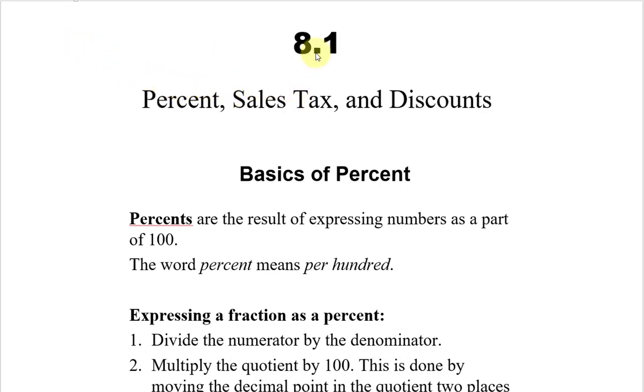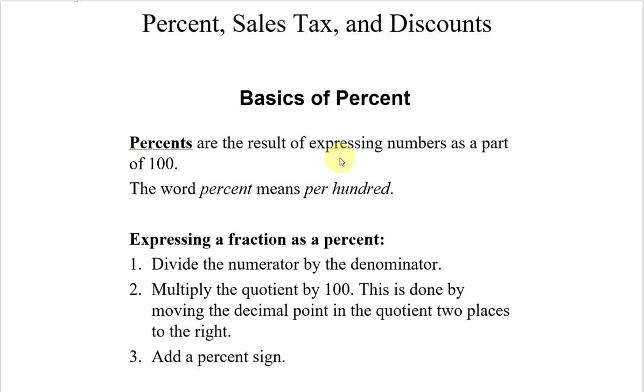This section of 8.1 is about percent, sales tax, and discounts. The concept of the percent is when you are dividing by 100. So the word percent means per 100. It is the result of expressing a number as a part of 100.